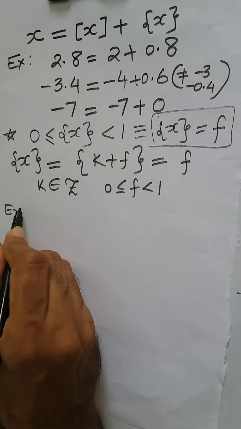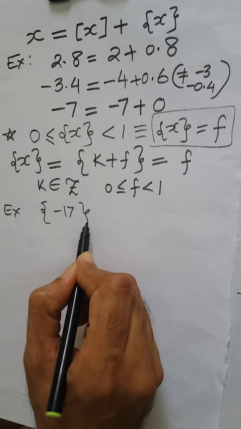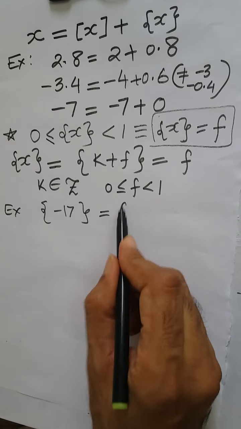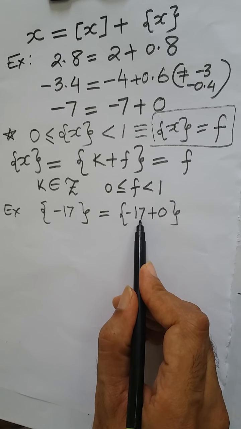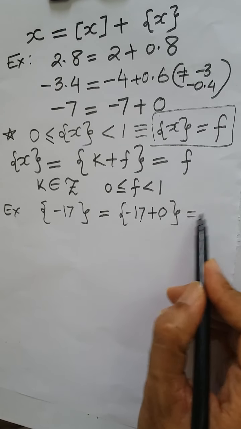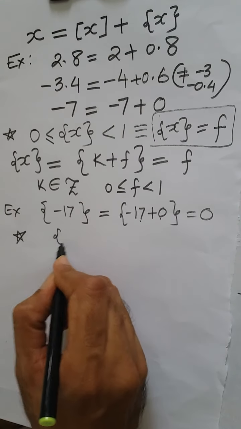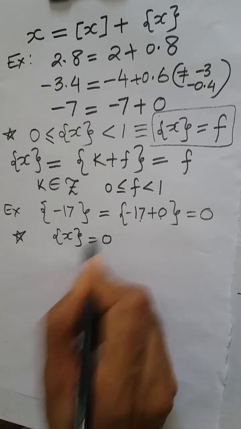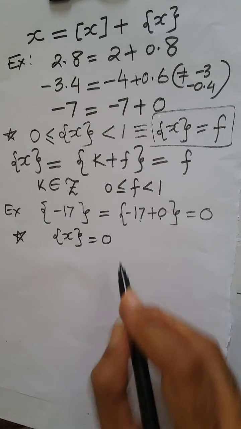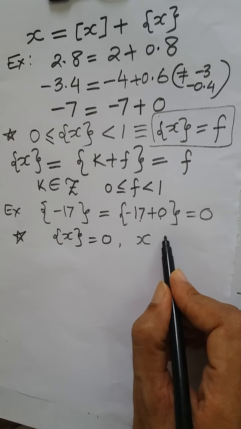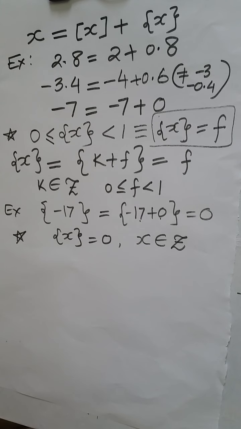So for example, if I ask you what is the fractional part of minus 17, we can write it as minus 17 plus 0. So k is minus 17, f is 0, answer is 0. So can we say that fractional x is 0 for what x? Clearly we can say from the above example that for all integers, fractional x is 0.